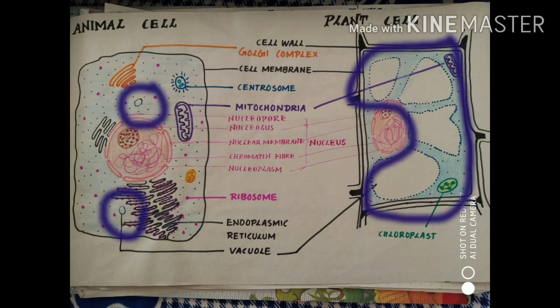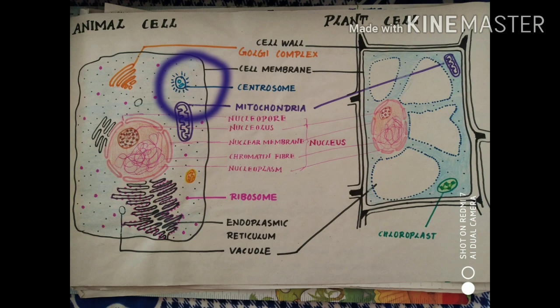Have a look at the size of the vacuoles in the case of plant cell and animal cell. In an animal cell, if vacuoles are present, they may be very small, and in the case of a plant cell, as told earlier, they will be larger and more in number.